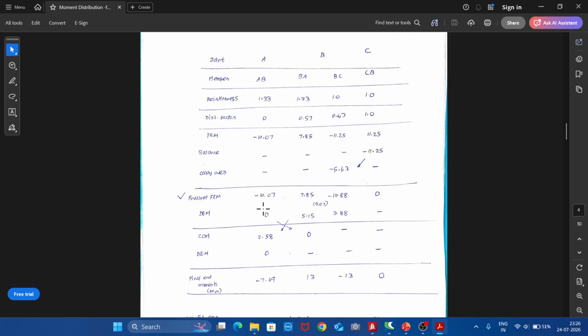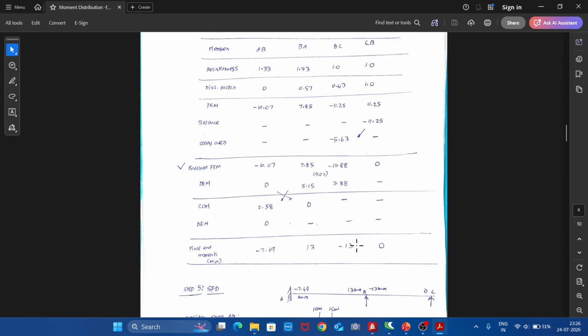So if you add from this, minus 10.07 plus 2.58, we'll be getting this value. Similarly, add from this, 7.85 plus 5.85. You should not use this value. That's why I told you to write using pencil. So now 7.85 plus 5.85 will be 13. Minus 16.8 plus 3.8 will be minus 13. And this is already 0.